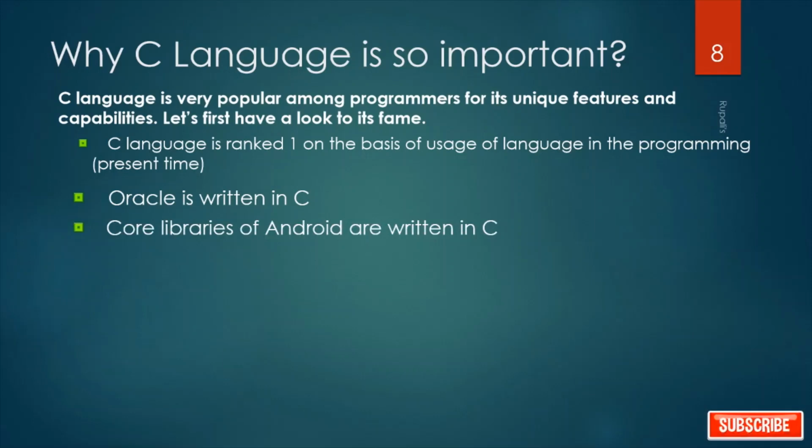Core libraries of Android are written in C. Android is an operating system for mobile devices such as smartphones and tablet computers. We all have Android phones. So core libraries of Android are written in C.